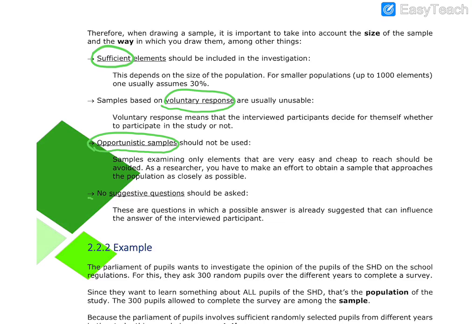And then the final part is no suggestive questions should be asked. For instance, you could ask, what is your favorite food? But you could also ask, is pizza and French fries your favorite food? Then you're already giving a suggestion, and those questions are, of course, not good.